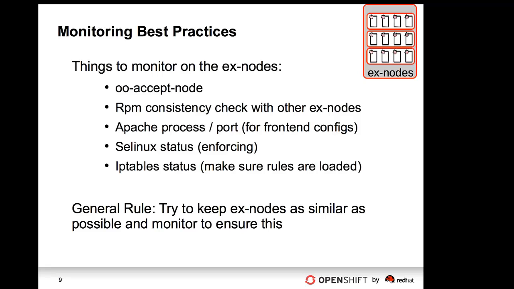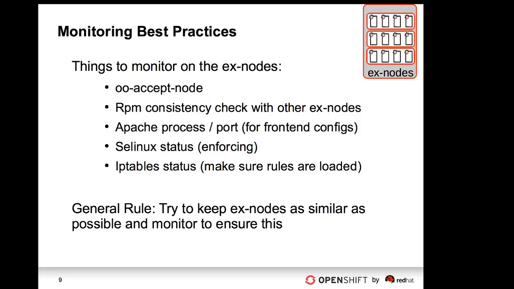And then we do the exact same RPM consistency check, but only with other nodes of the same type. So we group them into the different groups of node types, and then we do the consistency check just in those subgroups. And then we also do Apache process and port for the front end configs. SELinux status, so we ensure that it's always enforcing. This is, for us, extremely important because we rely on SELinux.